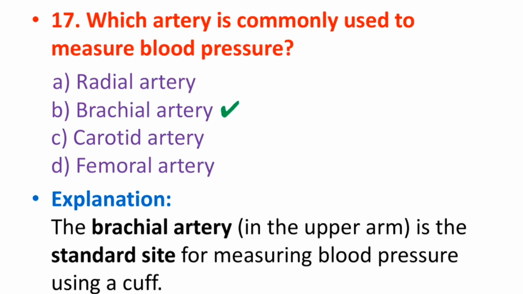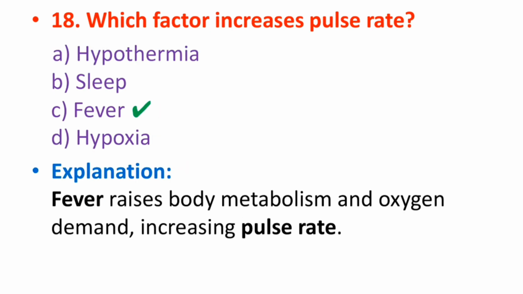Which artery is commonly used to measure blood pressure? Option A, radial artery; option B, brachial artery; option C, carotid artery; option D, femoral artery. The correct answer is option B, brachial artery. The brachial artery in the upper arm is the standard site for measuring blood pressure using a cuff.